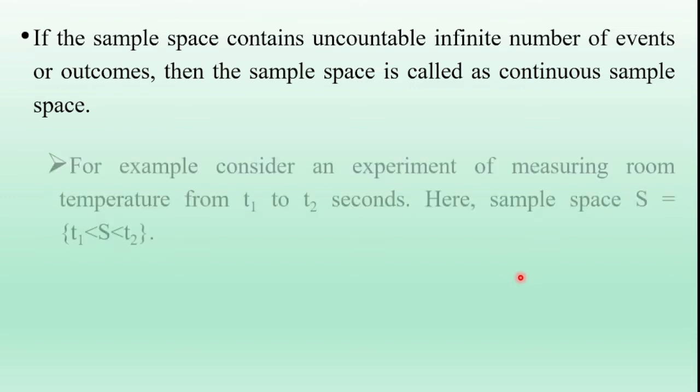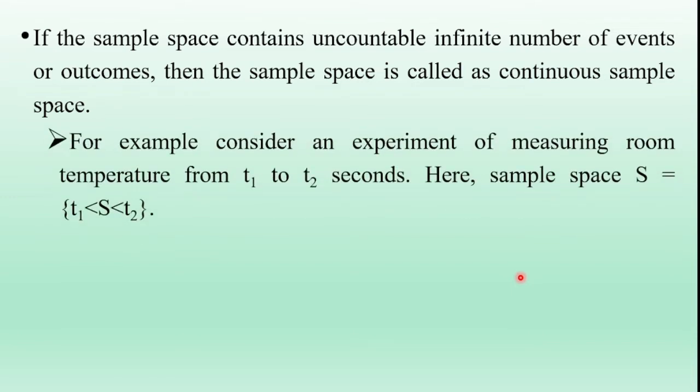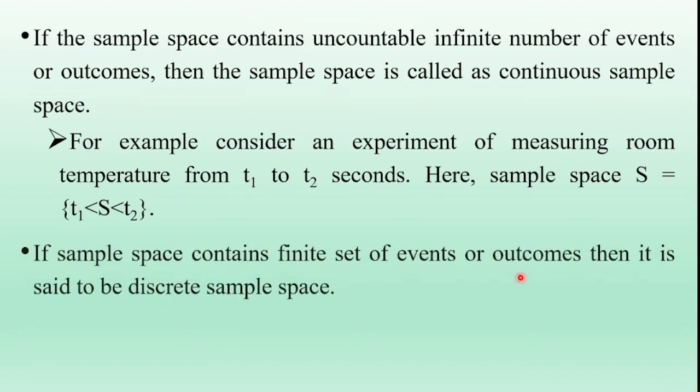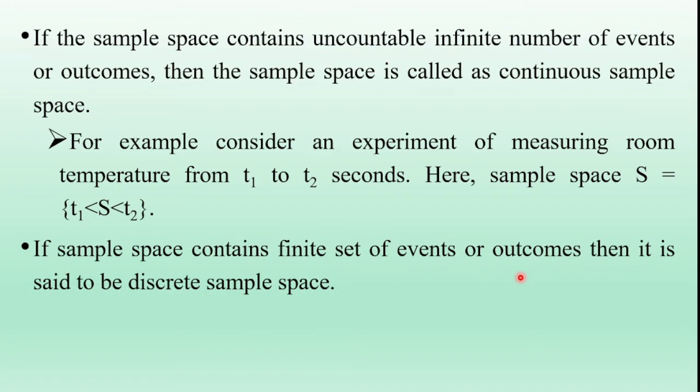For example, consider an experiment of measuring room temperature from T1 seconds to T2 seconds. Here the sample space S is written within the curly brackets. So sample space S is equal to T1 less than S less than T2. So this is the example of the continuous sample space. The next one is discrete sample space. And what is the continuous sample space?